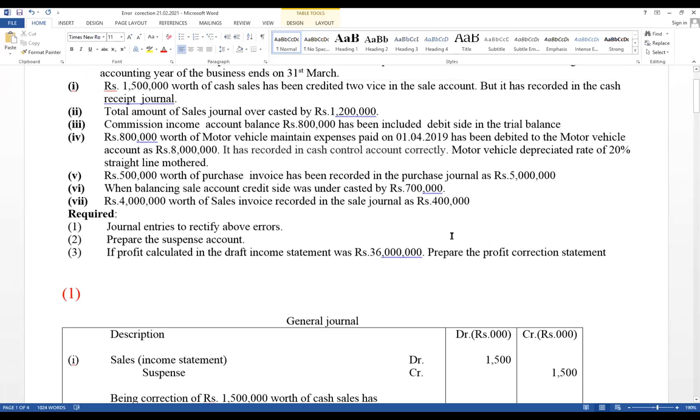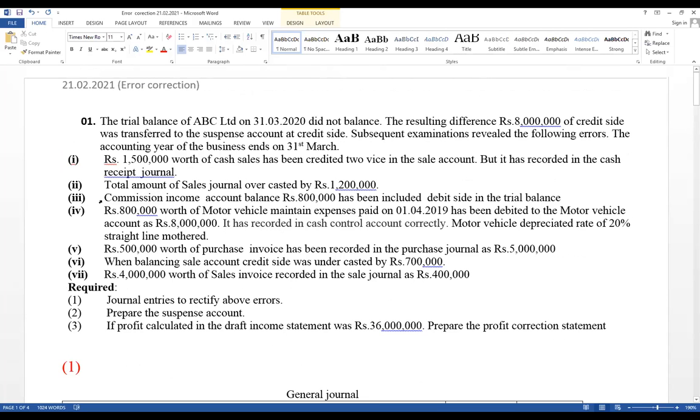But think about the effect for profit. Additional third one, read carefully. Think what the effect for profit is. Commission income account balance 800 has been included on the debit side of the trial balance. It means commission income has been considered as a commission expense. But the transaction is commission income, recorded on the debit side, so it has been considered as expense.